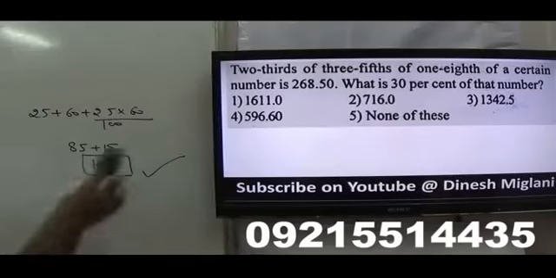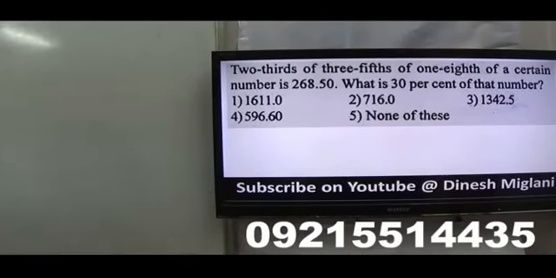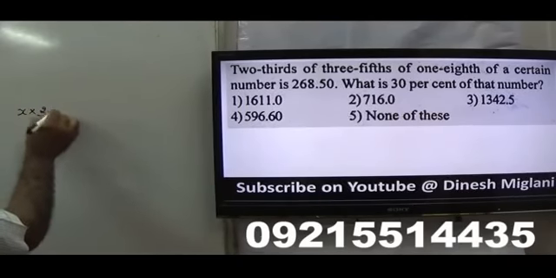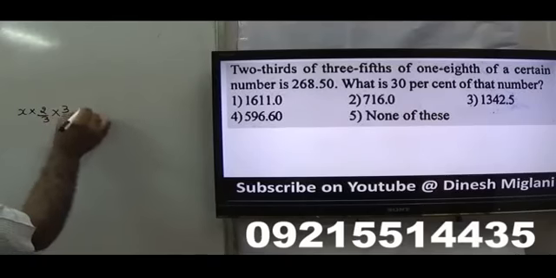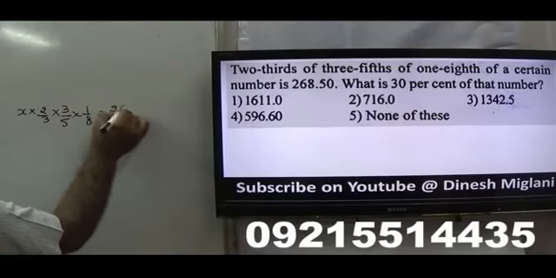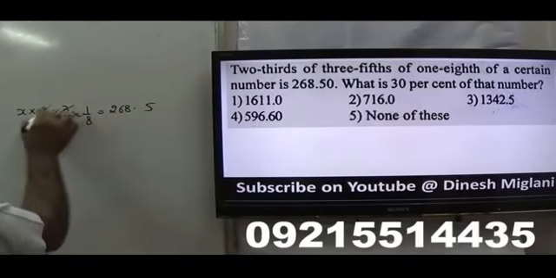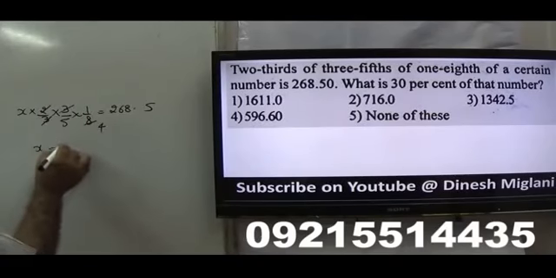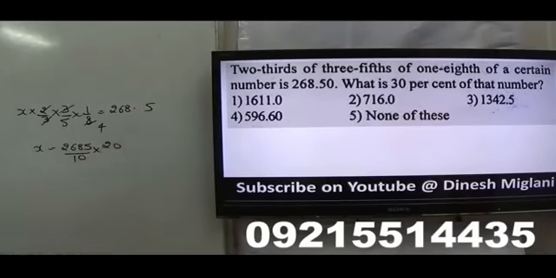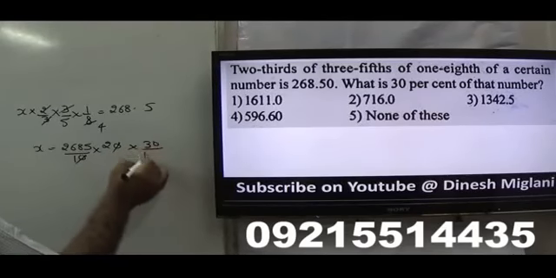It is given that 2/3 of 3/5 of 1/8 of a certain number is this one. So what is the 30% of the number? Let us say number is X. 2/3 of 3/5 of 1/8 of the number is 268.5, right? This is cancelled out by 4. I may say X equal to 2685 by 10 into 20. I have to find the 30% of the number. So what I can say, this would be cancelled out. 30% means I have to multiply it by 30 by 100 or 0.3, right?